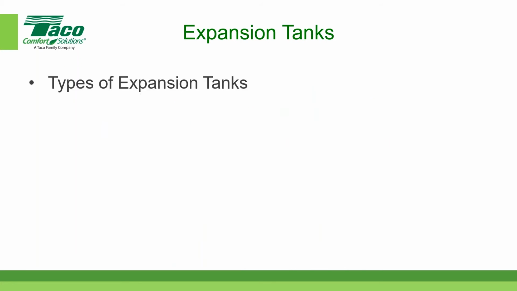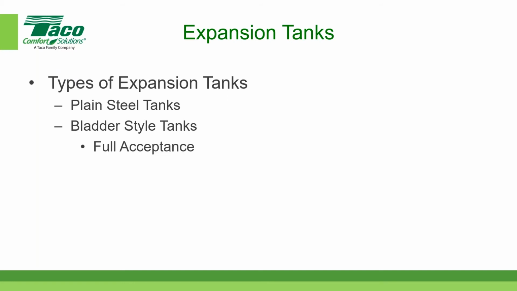All right. So we're going to talk about the types of expansion tanks. And initially, by the way, I'm going to show you just a list, but don't worry about the list because I'm going to get into some photographs so you can get a real good idea of what these things are all about. So let's just list them first. So we have plain steel tanks. The second category is bladder style tanks, and that can be subdivided into two styles. One is called a full acceptance bladder style tank, and the second is called a partial acceptance bladder style tank.